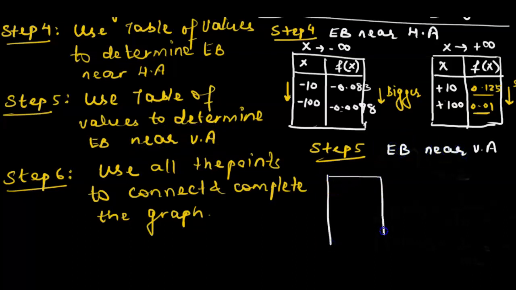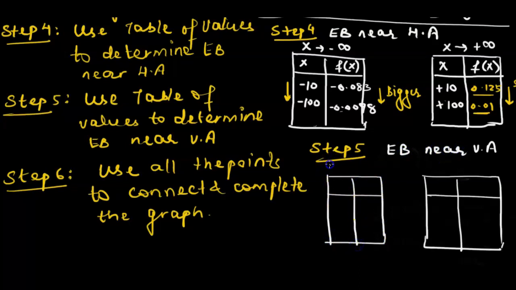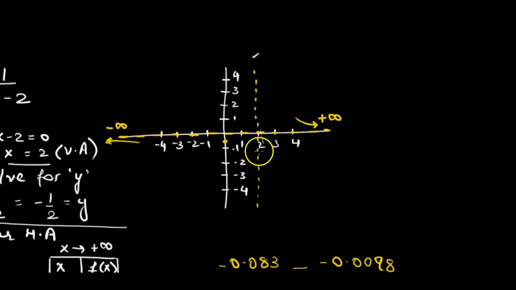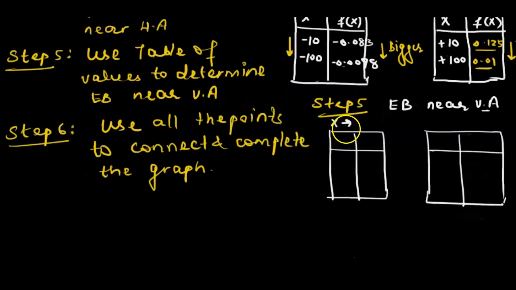We'll make two tables again. The heading for this table is when x approaches, because we have to reach the vertical asymptote now. Let's see where our vertical asymptote is. So our vertical asymptote is at 2. Now we are reaching the vertical asymptote from the left side, as well as from the right side. So the first heading of the table is x approaches 2 from the left side. Second is x approaches 2 from the right side.